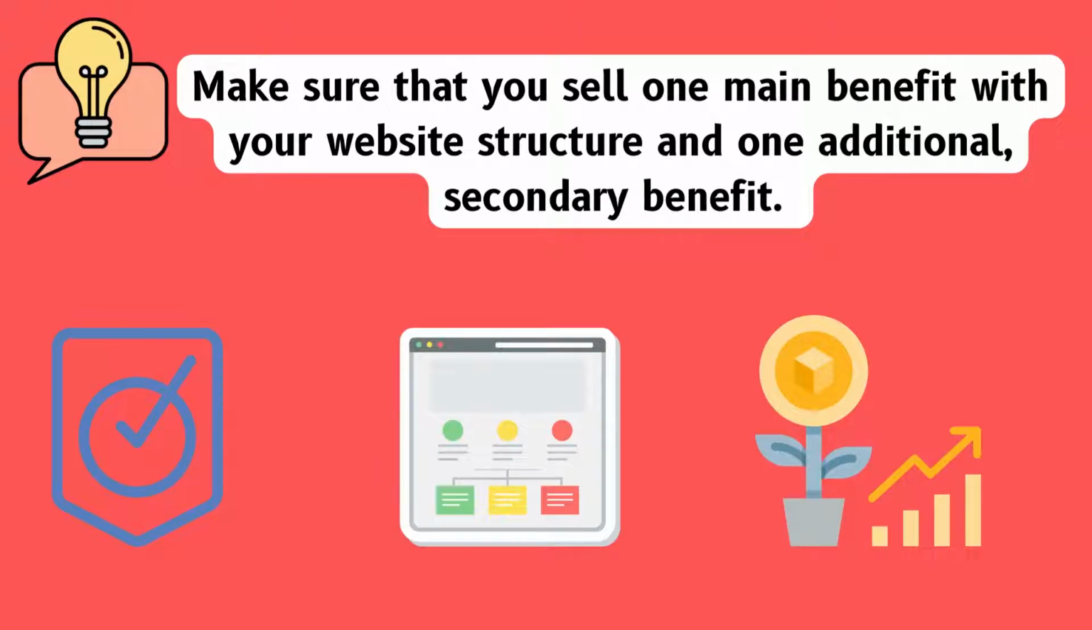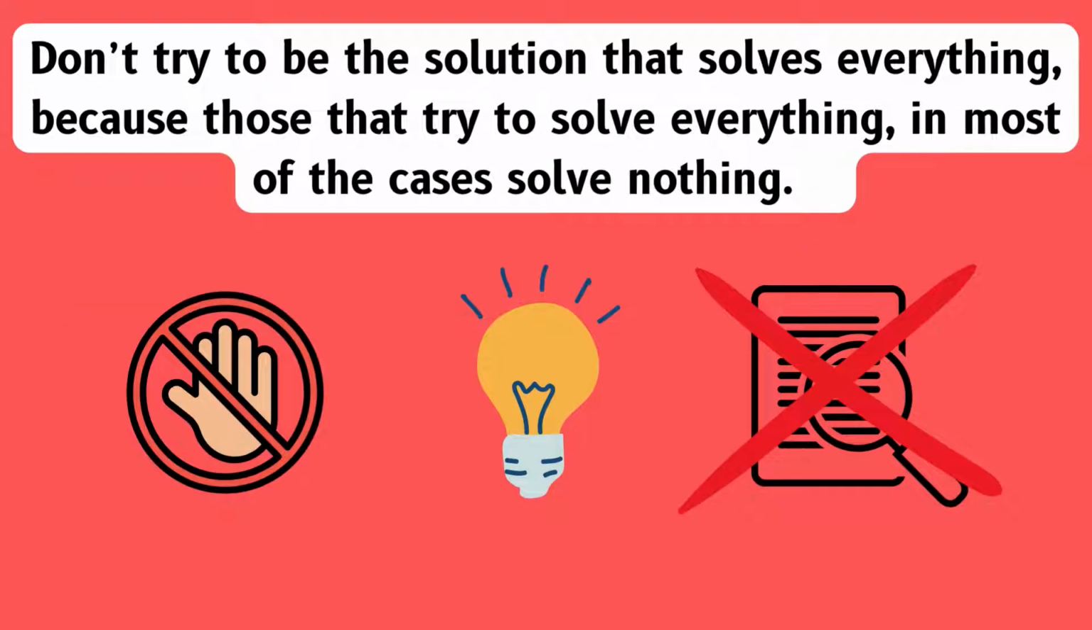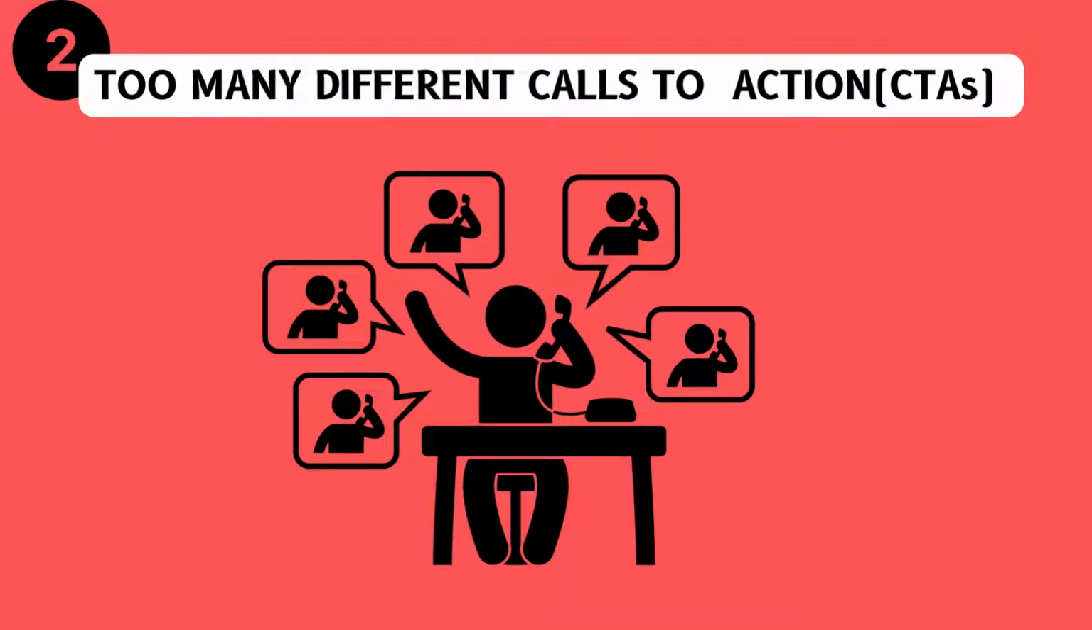Pro tip: make sure that you sell one main benefit with your website structure and one additional, secondary benefit. Don't try to be the solution that solves everything, because those that try to solve everything, in most of the cases, solve nothing.